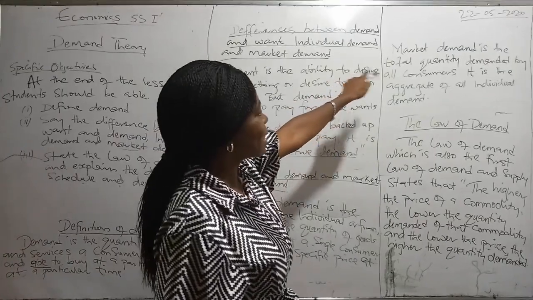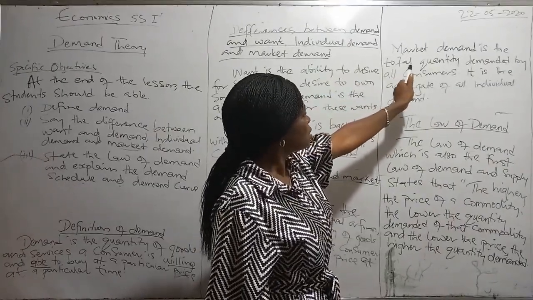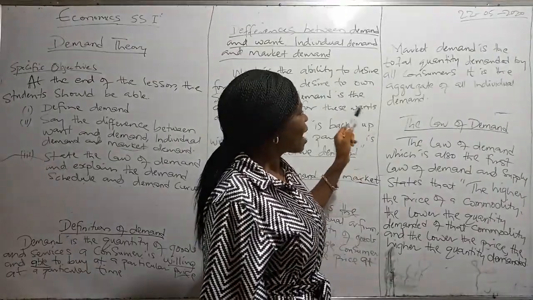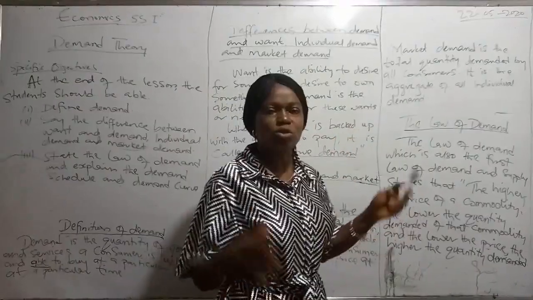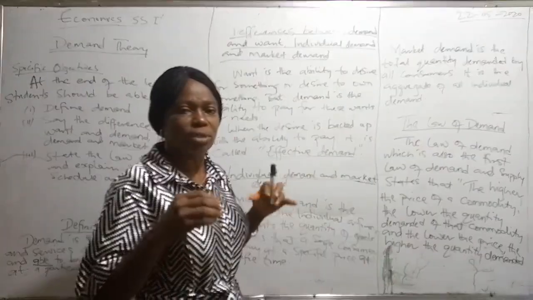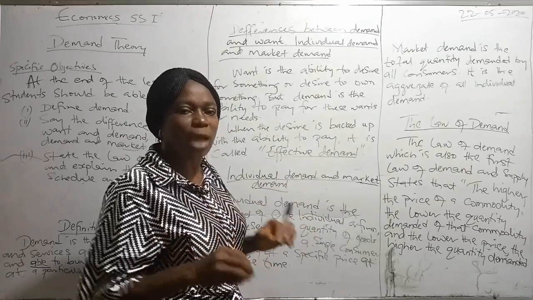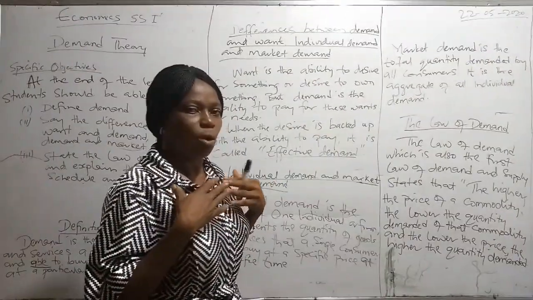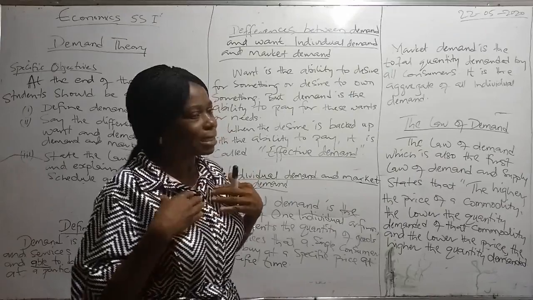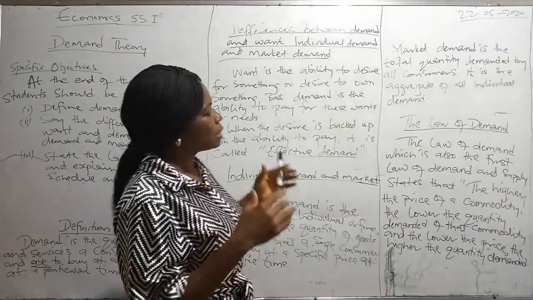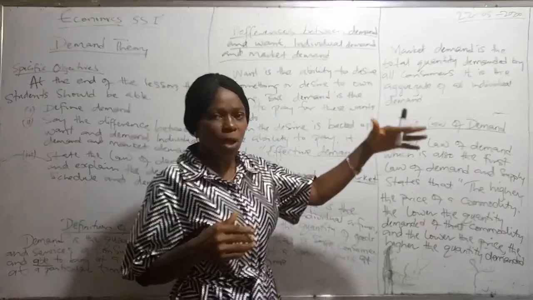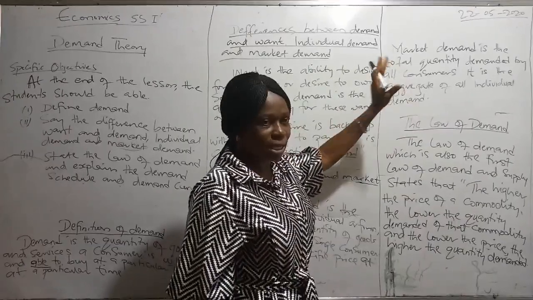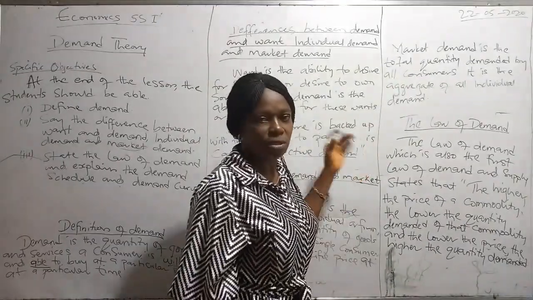But market demand is the total quantity demanded by all consumers. It is the aggregate of all individual demand. We are trying to sum up the demand of everyone who went to the market that day to demand for a particular commodity. So that is the market demand. My name is Hope. If we are looking at my demand, it's just the demand of one person. But when you bring the demand of Hope, you bring the demand of Ngozi, the demand of Ujo, and all of them, when you put them together, it forms the what? The market demand. You understand as we go on, maybe when we get to the demand schedule and the demand curve.